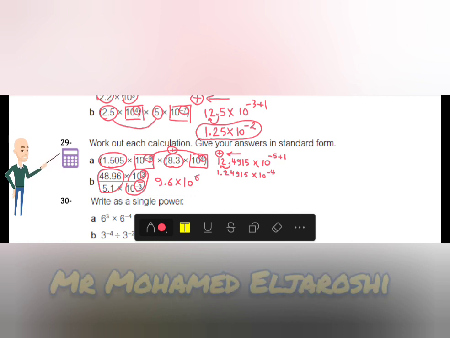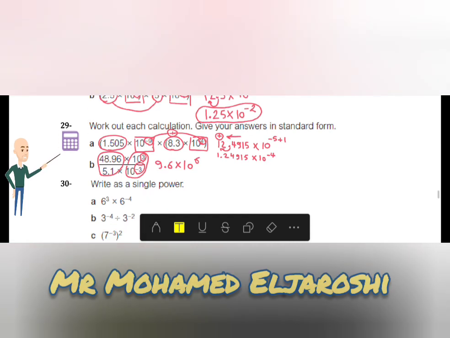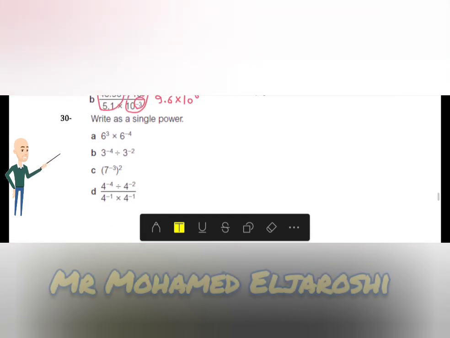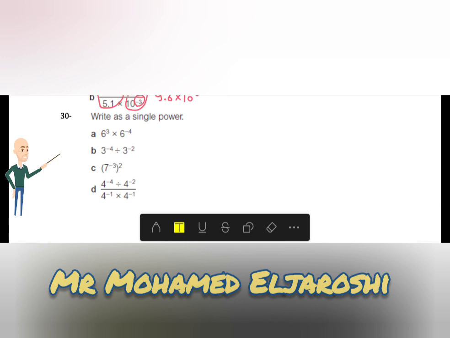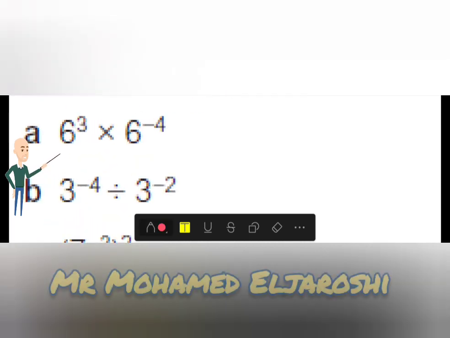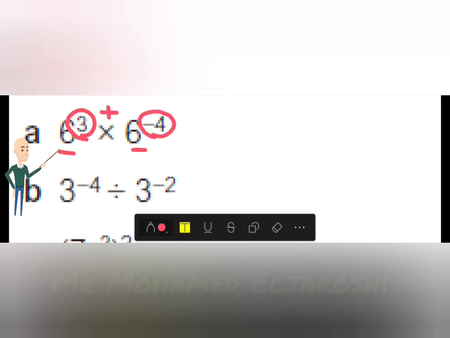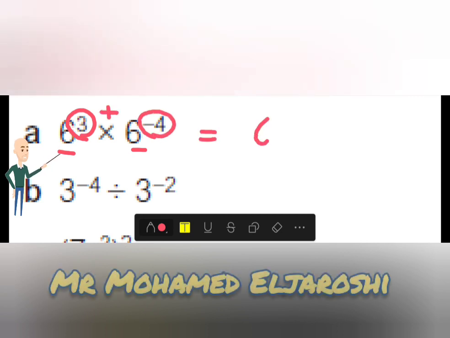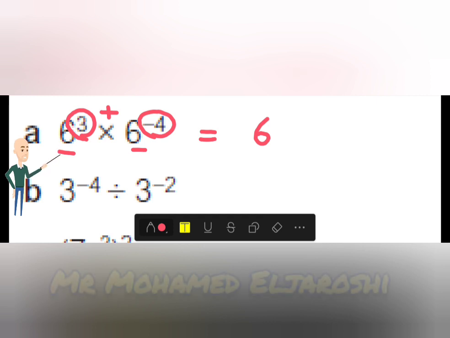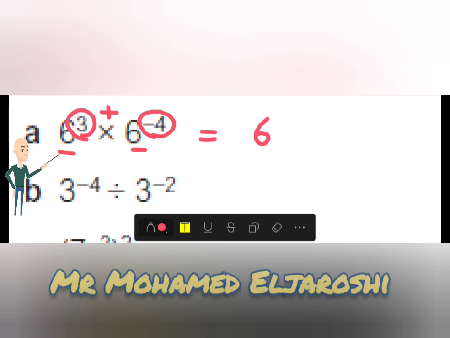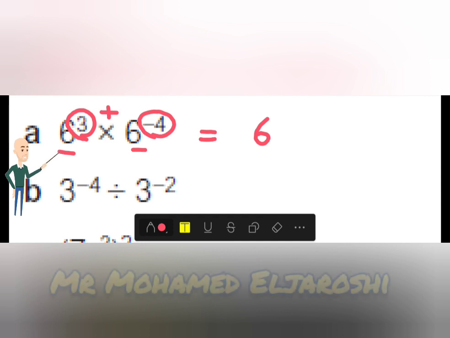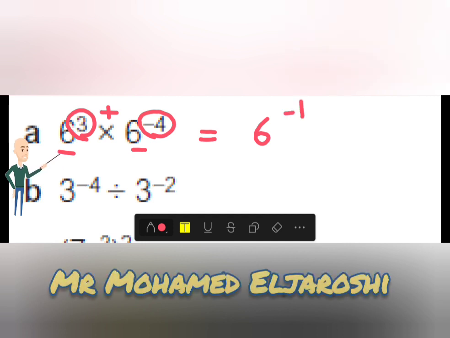Now let's move on to question 30. Write as a single power. Now writing as a single power is so easy. If you're multiplying the same base numbers, you're going to take the powers and add them. So the answer will be the same base number and you just add the powers. So 3 plus minus 4 is going to be what? Very good. It's going to be minus 1.